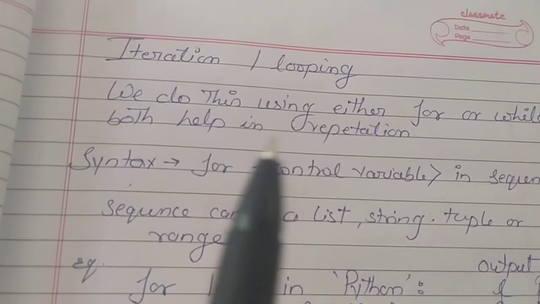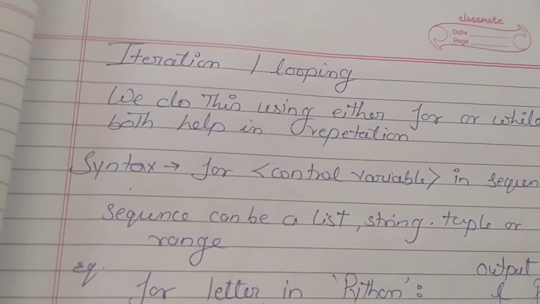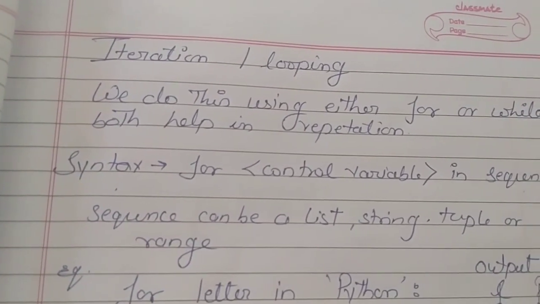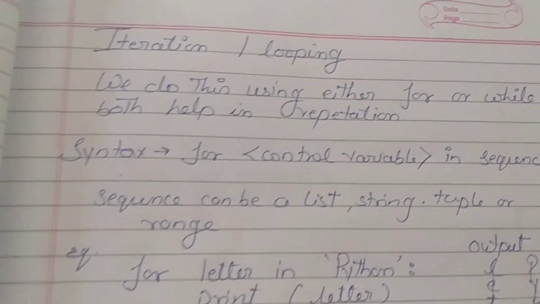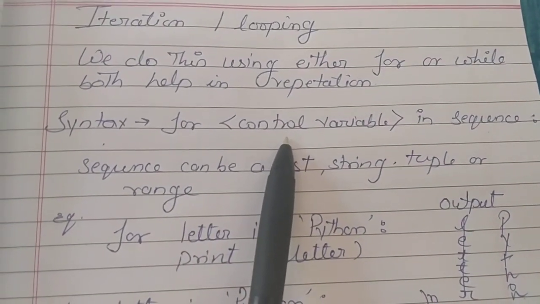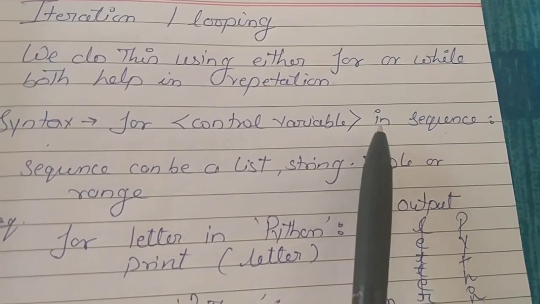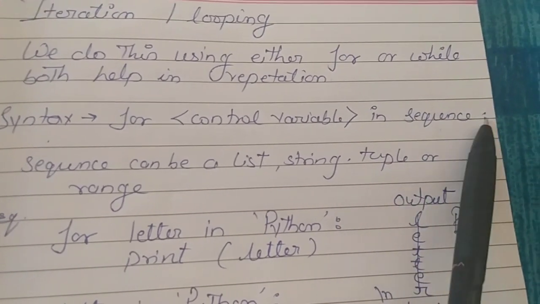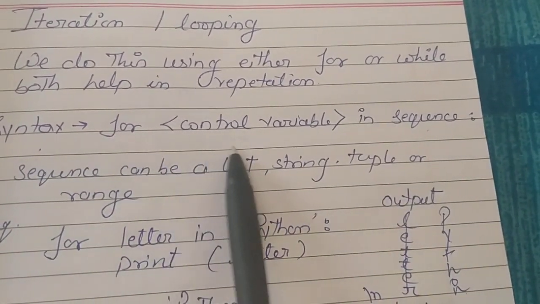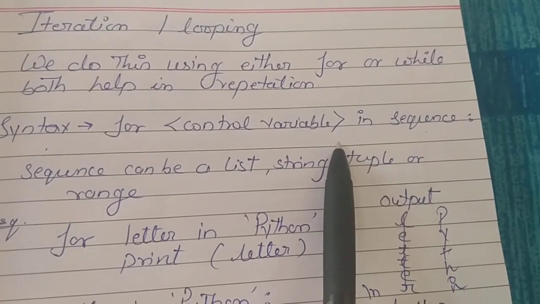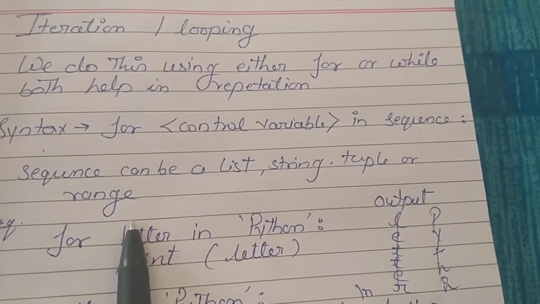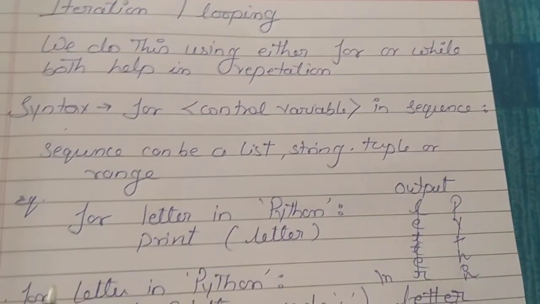There are two things given, for and while. So you can use for for the repetition, or you can use while for the repetition. I will first tell you the syntax, then we'll go for the program example. Here is the syntax. For the control variable that we are using, in is a keyword, and a sequence, colon. So for a variable in the sequence, repeat the process written over here. And the sequence can be a list, a string, a tuple, or a range. I'll give you an example of each.